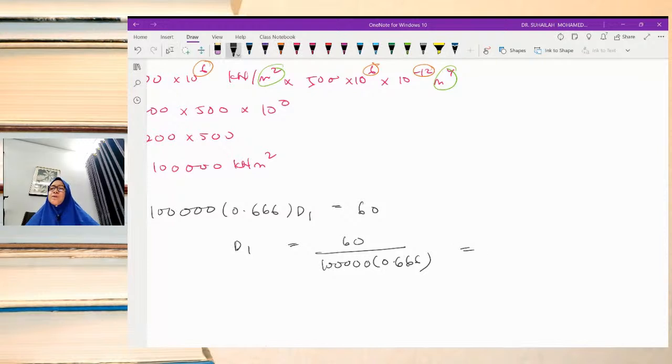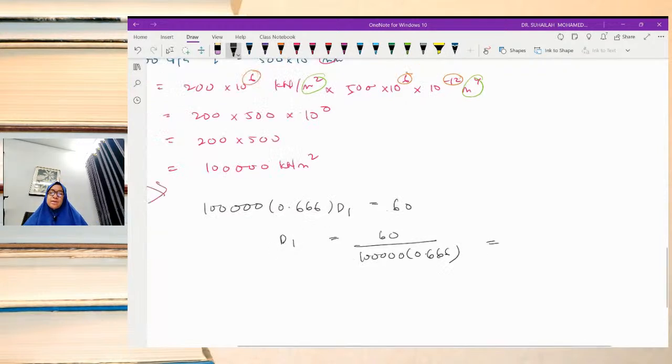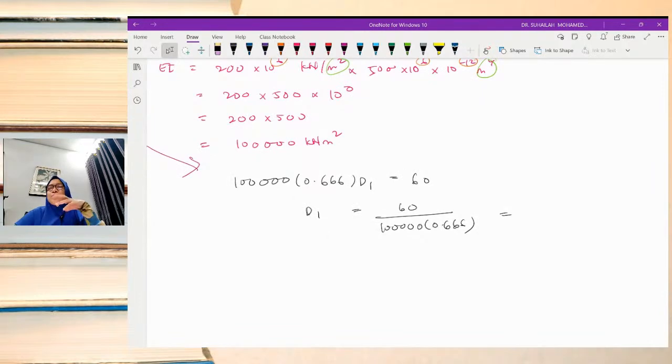So this is D1. If there is only one unknown displacement, and the question does not mention writing the stiffness equation in full, then just do it like this. 60 divided by 100,000 times 0.666. What is the answer? Please calculate for me.